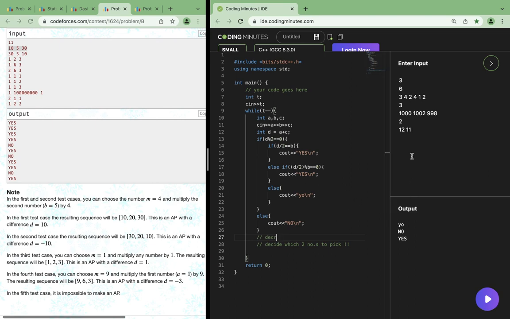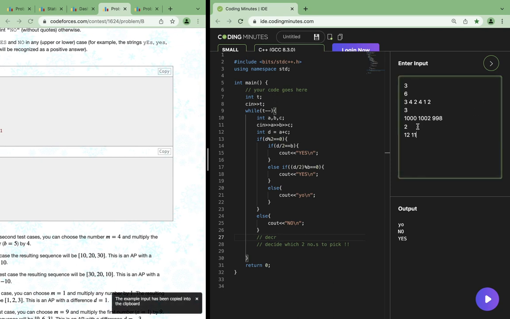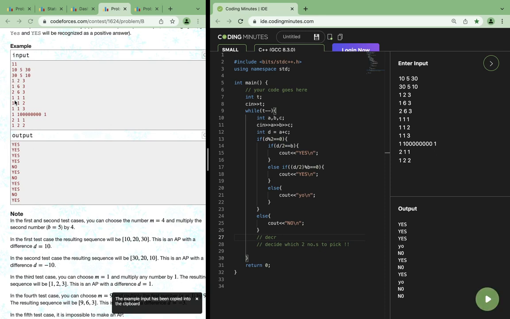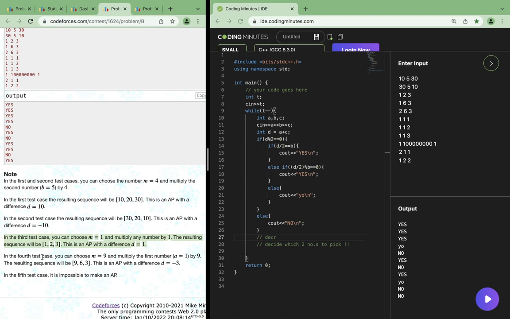Wait, why are they? Okay, so I haven't copied the test cases. So decreasing AP is allowed, and then there is third test case. You can choose m equals to 1 and multiply any number by 1. Okay, so if it's already an AP, then obviously it's a yes. And in fourth test case, you can choose m equals to 9, multiply the first number by 9. Okay.